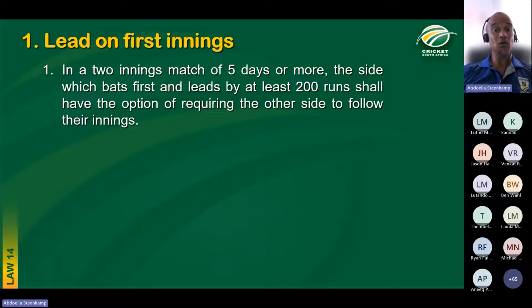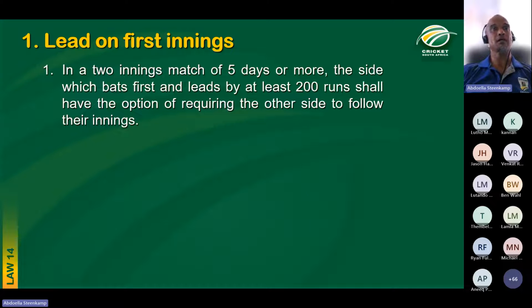So the law then allows, in our 5-day Test match, if the side that batted first leads by at least 200 runs in the first innings, that side shall have the option of asking the opposing side to go bat again, to follow on. I'll use an example to illustrate how this law works. So in our Test match, let's use actual countries. I'll go with India. India bat in their first innings.